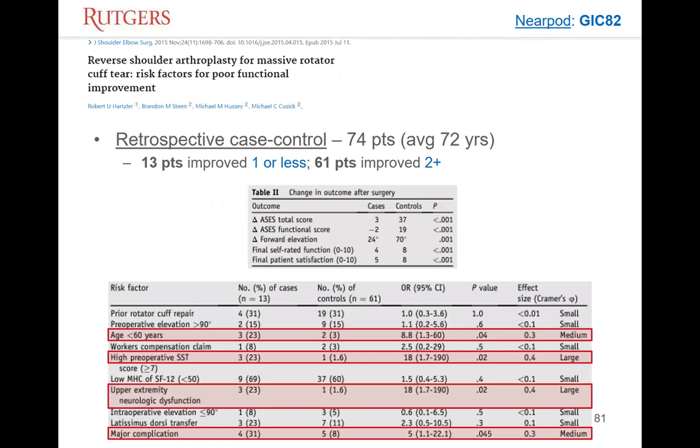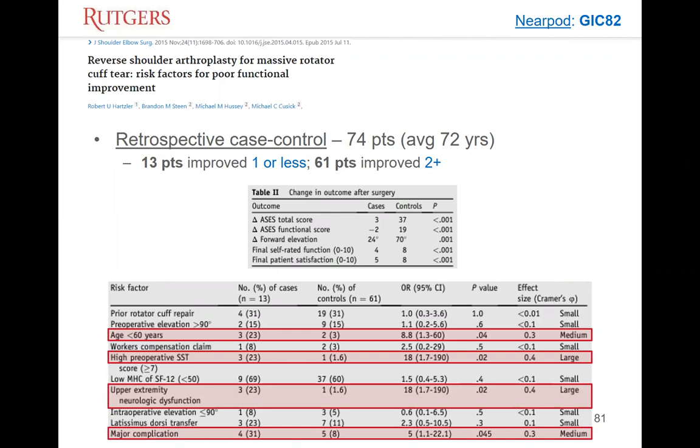And then with varied results reported for reverse in this patient population, a group from Florida evaluated their cohort to identify risk factors for poor functional improvement post-op. 2 cohorts were created based on Simple Shoulder Test improvements of greater than or less than 2 points. And all patients were followed for 2 years. They found that patients that improved in Simple Shoulder Test scores saw much better improvements in their ASES score, forward flexion, and self-rated function.